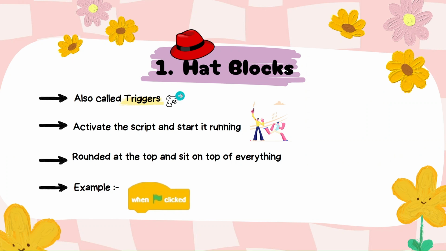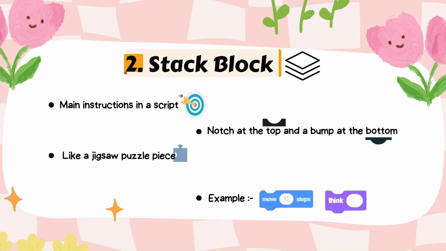Moving on to the other type of blocks, they are known as stack blocks. The important thing about stack blocks is that they are the main instructions in a script. Now if we have done the starting, there will be some main points coming after it. How are we going to declare them? We are going to do it with the help of our stack blocks. They have a notch at the top and a bump at the bottom. So this is the way you can recognize them.